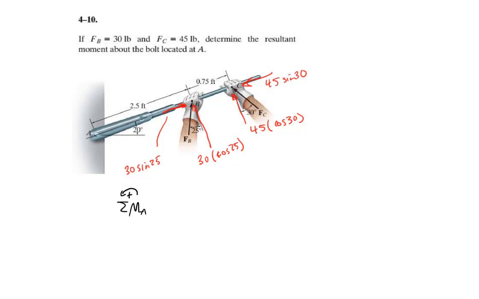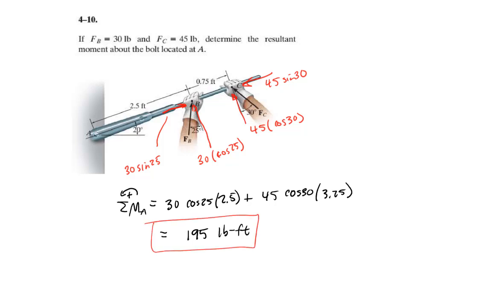And I'm going to do positive going that way. So all I have is this 30 cos 25, and it has a distance of 2.5. And then I have 45 cos 30, and its distance is 2.5 plus the 0.75, so that would be 3.25. And the total there is going to be 195 pound-feet. Okay, so I think you can kind of see that it's only the perpendicular distance that counts. It can be rotated up in the air like that, and that is no problem.